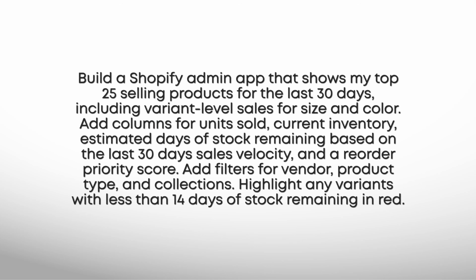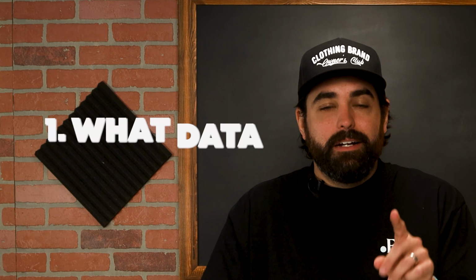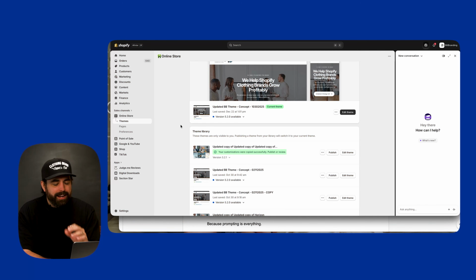Add filters for vendor, product type, collections, highlight any variants with less than 14 days of stock remaining in red, and that's it. That prompt is powerful because it tells Sidekick 3 things: what data, what math, and what action needs to happen.